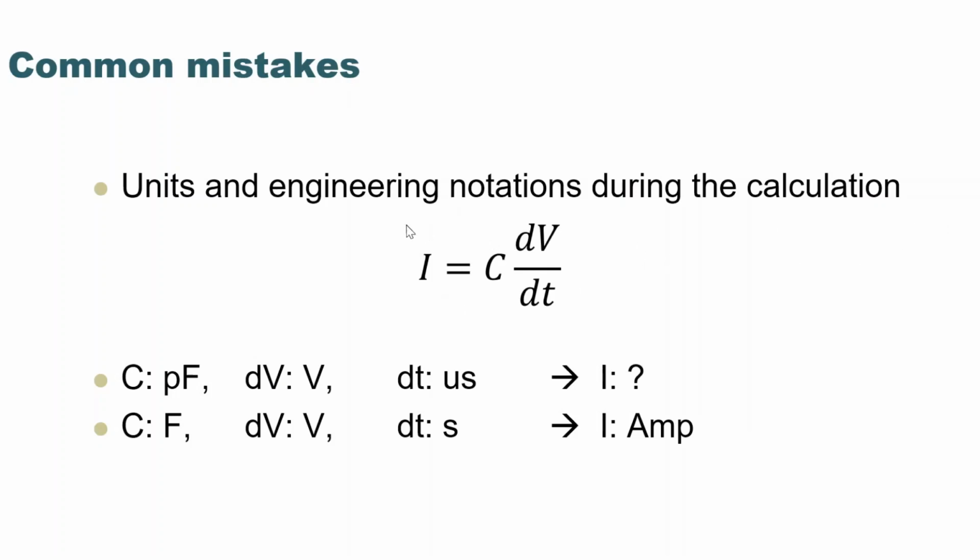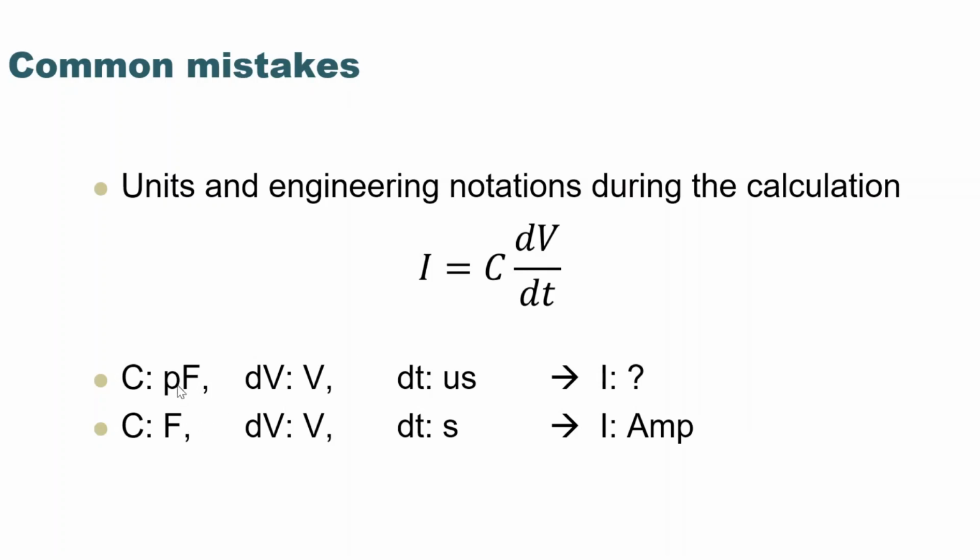In activity 2, when we're calculating the current from our measurement, the capacitance is measured in picofarad, dV is measured in volts, dt is measured in microseconds. By just using this unit, it's very hard to tell what's our final units for the current, and we might make mistakes because of this.